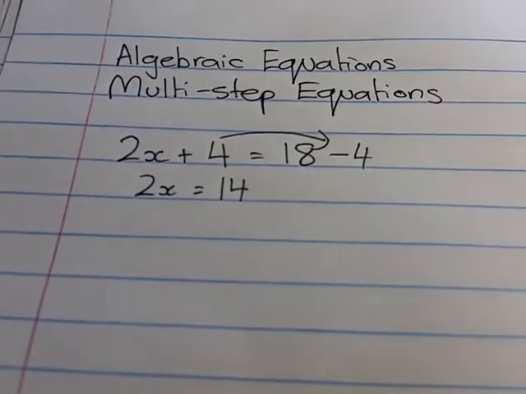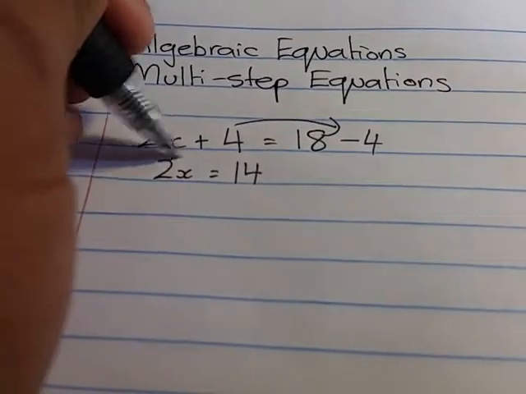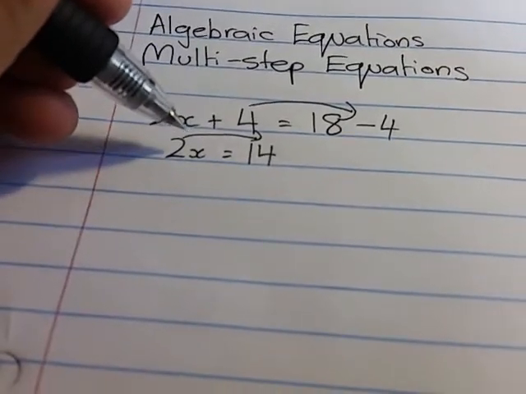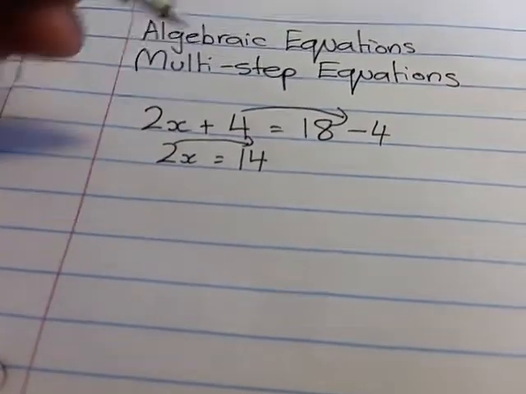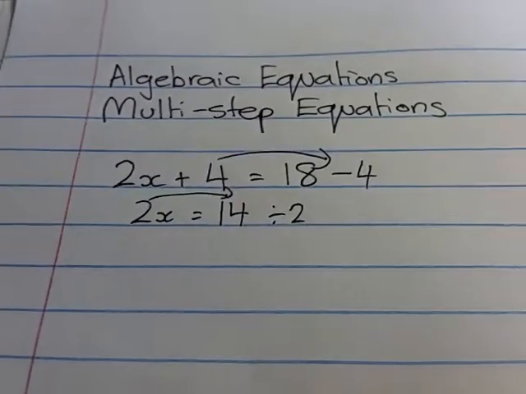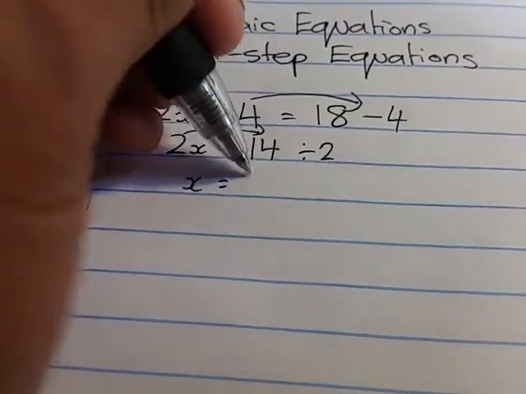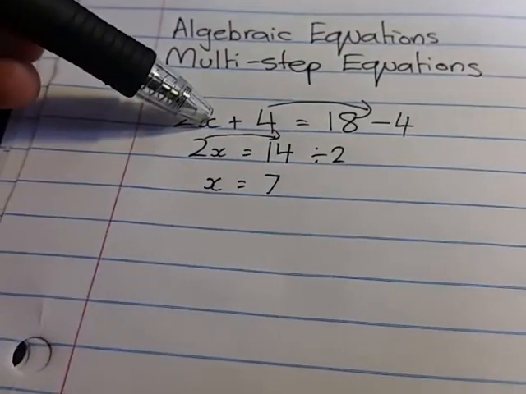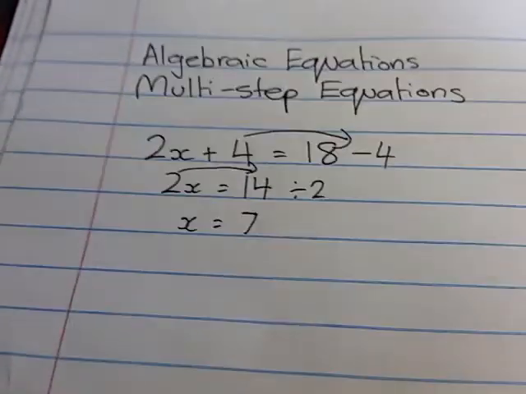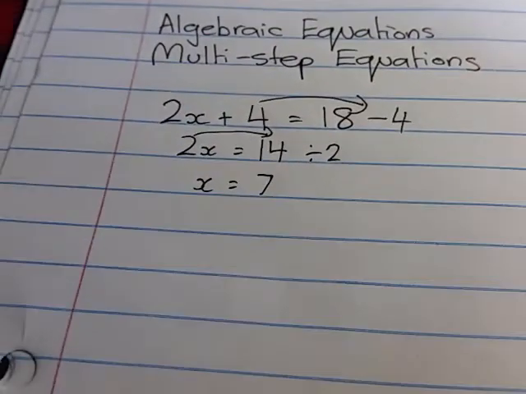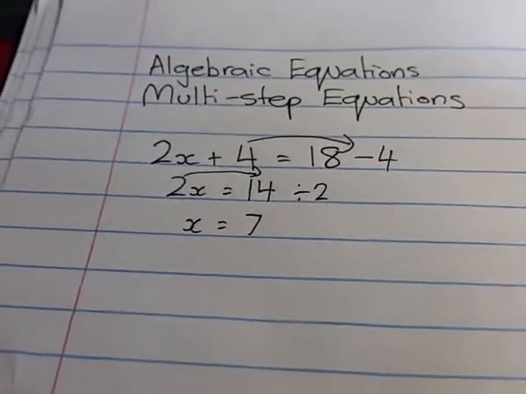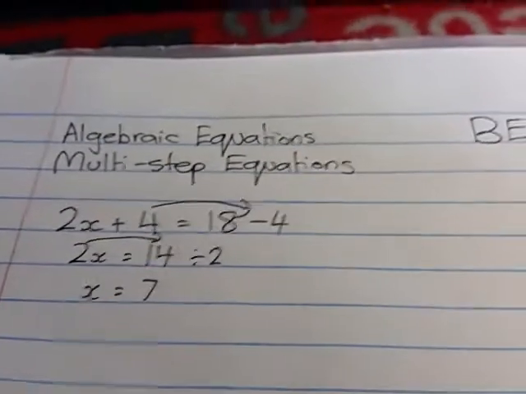And after that, we can then move the 2 over to the other side. That 2 was multiplying by the x. So multiplication by 2 on one side becomes division by 2 on the other side. That means x is equal to 7. And just to check, 2 times 7 is 14. 14 plus 4 gives you your original 18. So it works. So that's pretty much an example of how to do a multi-step equation.